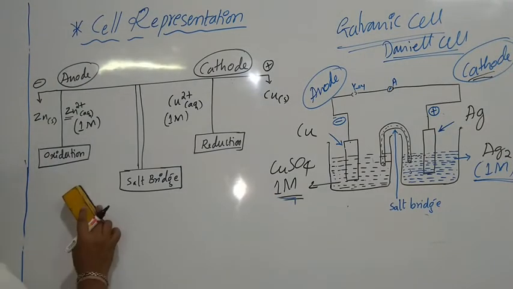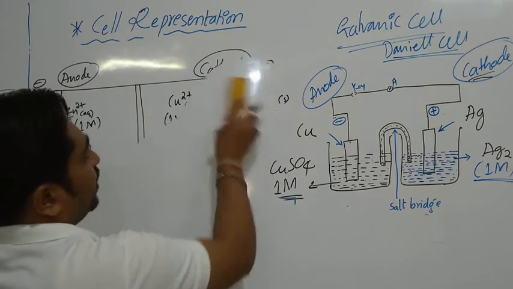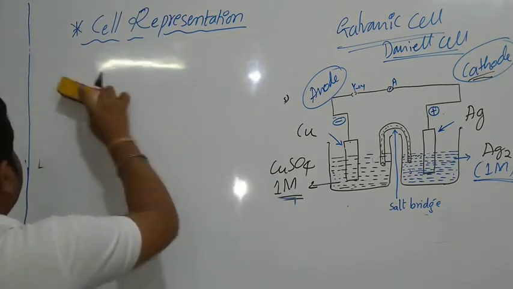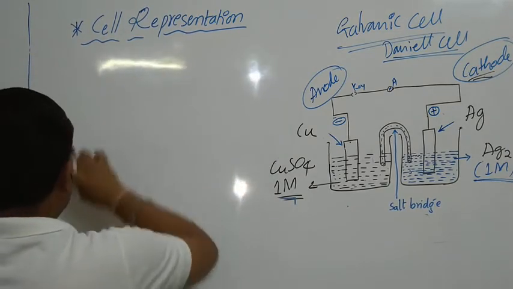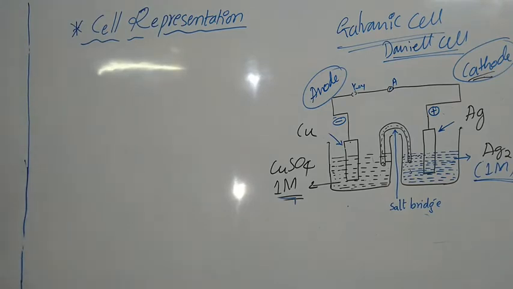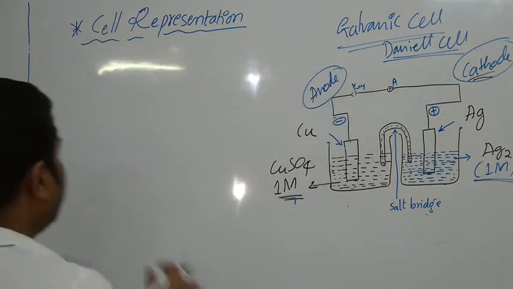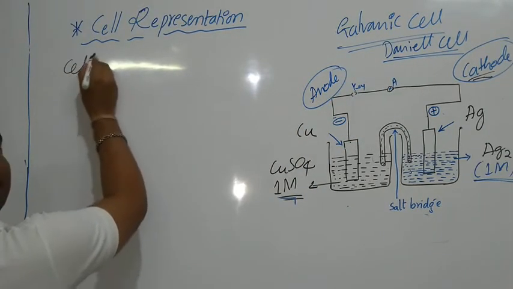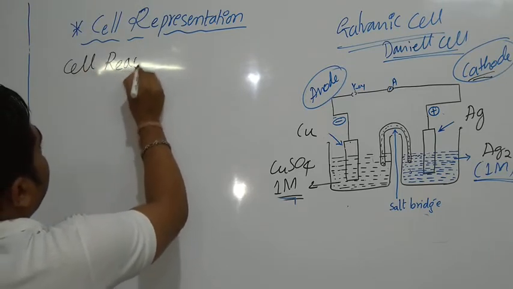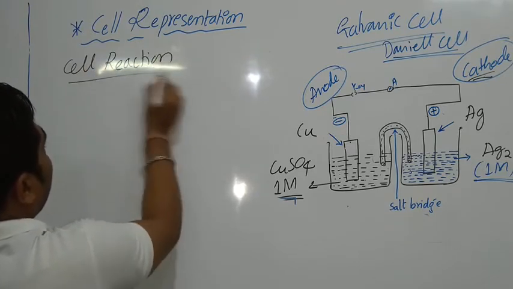So I will just remove this. However, we know how to represent a cell, and directly I will represent the cell. First I will write the chemical reaction taking place in this cell, the overall reaction taking place in the cell.